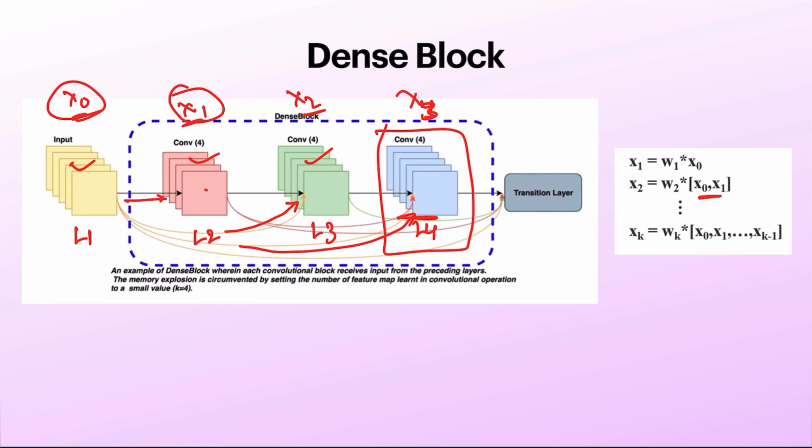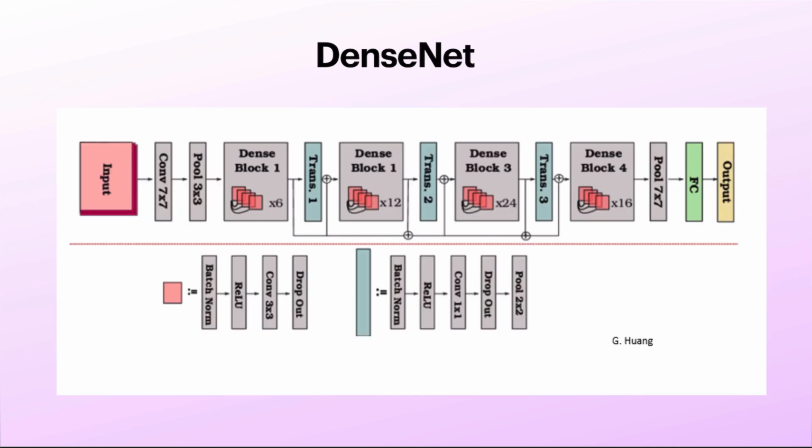A DenseNet is the combination of these dense blocks. So a DenseNet can be formed by combining multiple dense blocks, and each dense block has a transition layer in between. You can see this is one dense block and then another dense block. These two are connected by one transition layer in between. The same way this and this are connected by one transition layer. This and this are connected by one transition layer. This is how the DenseNet looks.